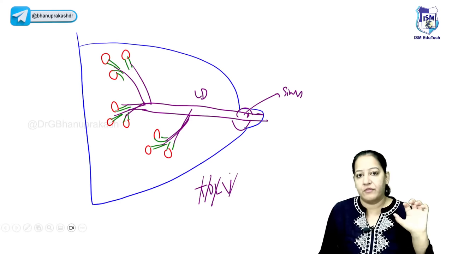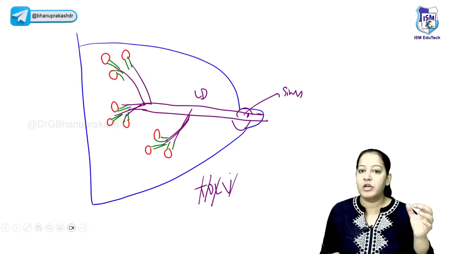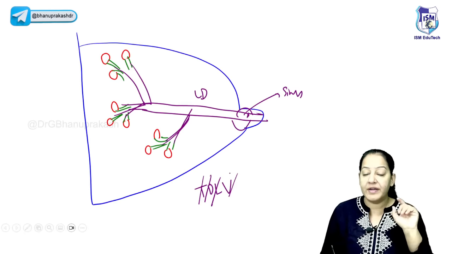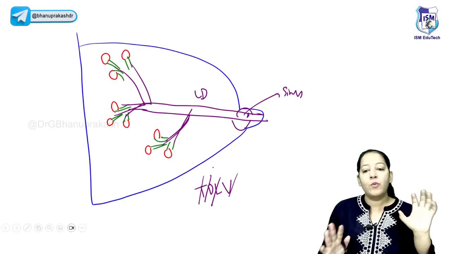Now this structure in the breast is known as TDLU, that is terminal duct lobular unit. This is the functional unit of the breast, like the glomerulus is the functional unit in the kidney, the acinus is the functional unit in the lung. So what is the functional unit in the breast? It is TDLU.